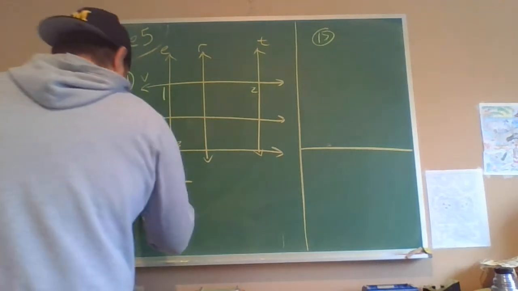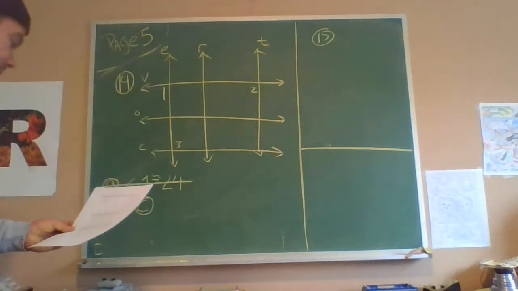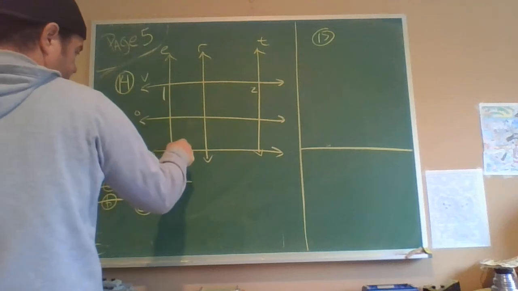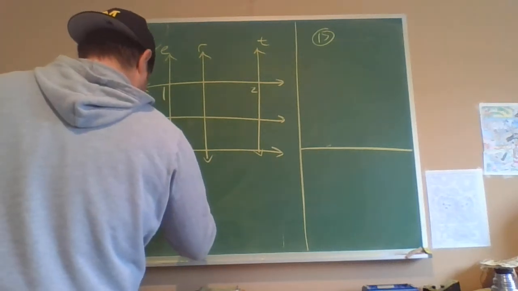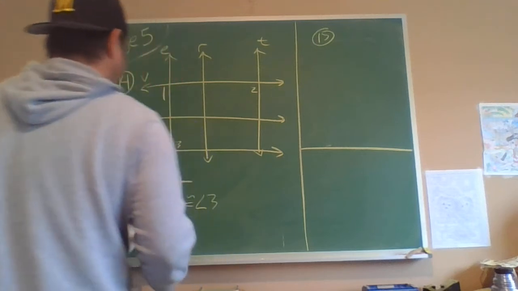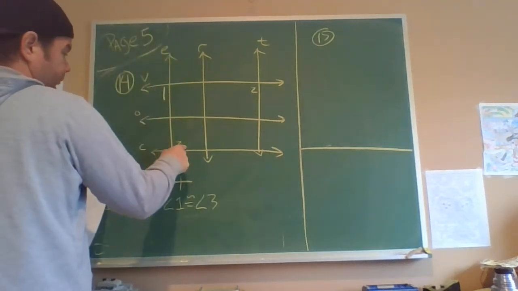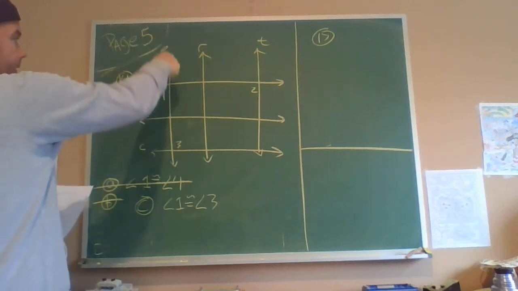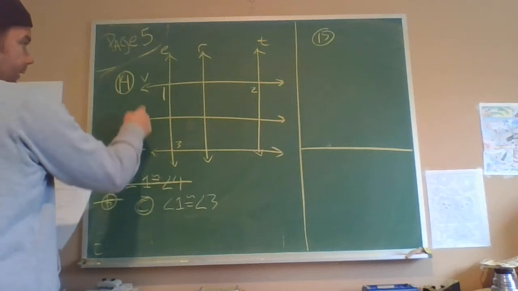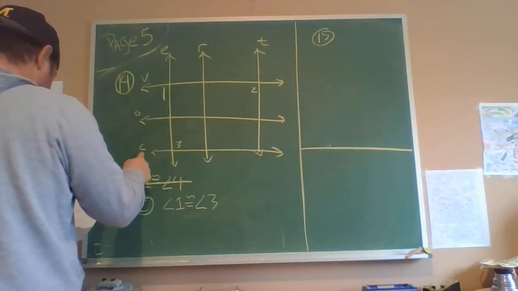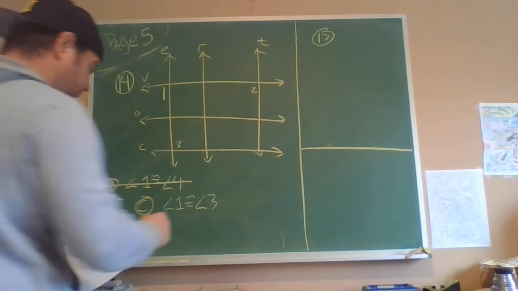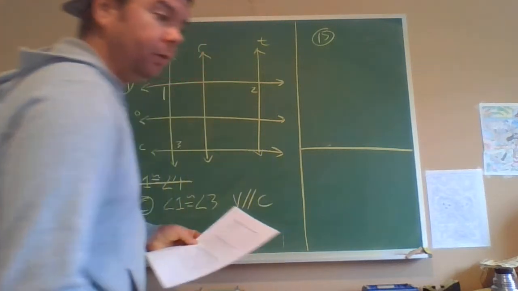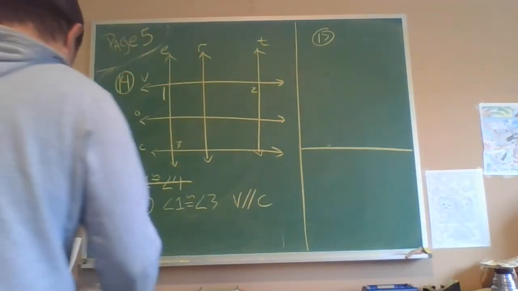There is, however, angle 1 and 3, and so we can talk about part C here. If angle 1 is congruent to angle 3, then which lines must be parallel? So if angle 1 and angle 3 were congruent, the transversal that creates them is this line E right here, and line E is intersecting line V and line C, right? So if these two are parallel, then line V must be parallel to line C.